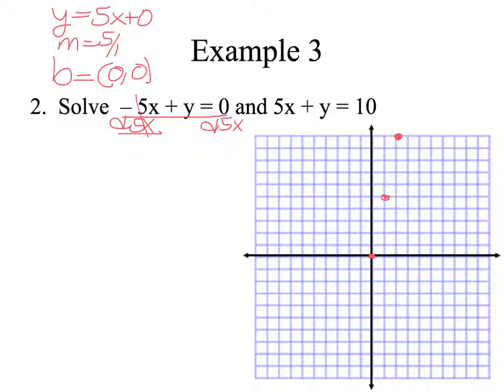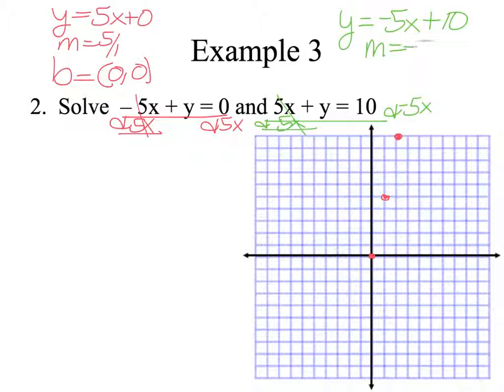Second equation I'll do in green again. I'm going to add negative 5x to each side. So y equals negative 5x plus 10. My slope is negative 5 over 1. My b value is at 0, 10. So 0, 10 is way up here at the top of the graph. 1, 2, 3, 4, 5, 6, 7, 8, 9. Yep, right on the very tippy top edge of the graph.